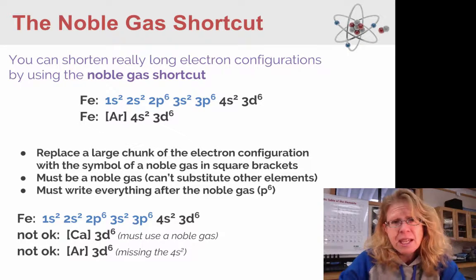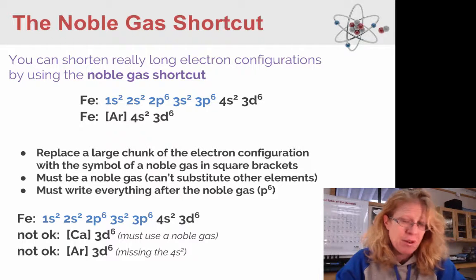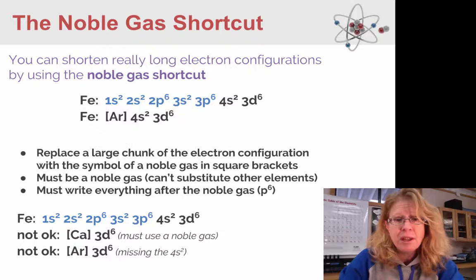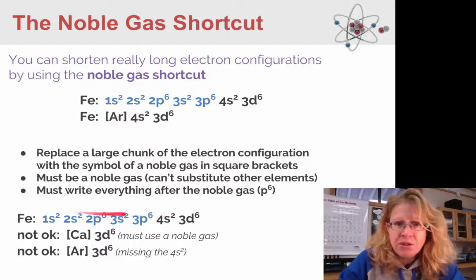And the second thing is that when you're using that noble gas shortcut, you have to include everything that comes after that noble gas's configuration. So down at the bottom here, I've got two counter examples, things to not do. So here was the original electron configuration for iron. Here's an example of one that's not okay.